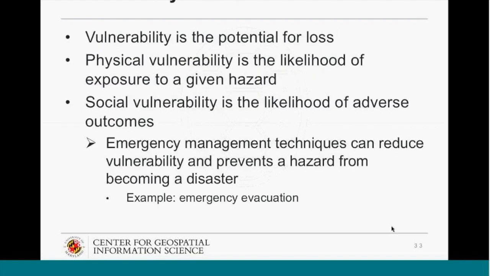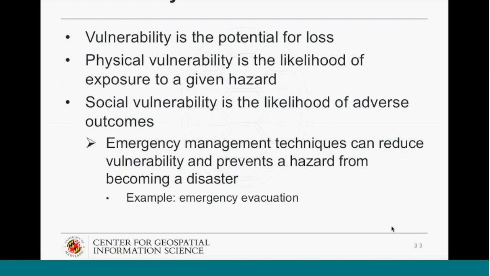So moving on to another term that I've used a few times already, just to give it a more formal definition, vulnerability, right? Vulnerability is just simply the potential for loss. You can talk about physical vulnerability, where that really refers to the likelihood of exposure to a given hazard, right? So what's the likelihood that your house will be flooded if the river hits flood stage, right? And then social vulnerability is the likelihood of adverse outcomes. So continuing along with our flood example here, if your house gets flooded, will you have the insurance to replace everything in your house? Will you be able to get out of the house before it floods? Will you or someone you love be injured or killed by this, right?